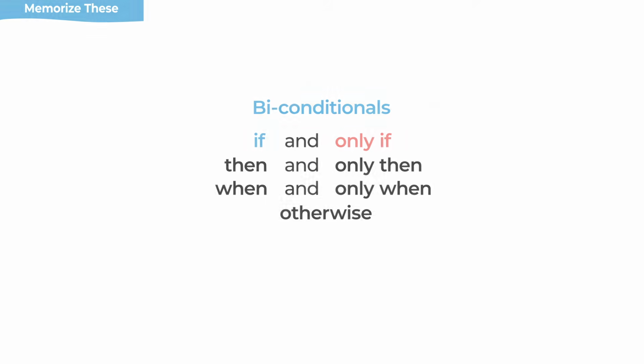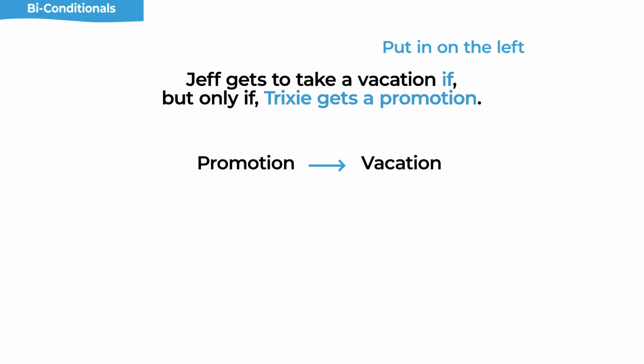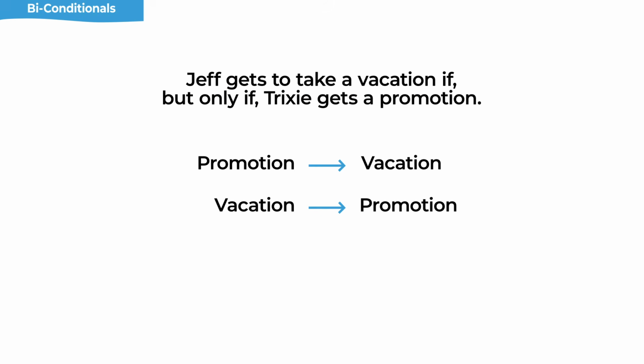If we read, Jeff gets to take a vacation if but only if Trixie gets a promotion. If means put it on the left, so we would put promotion on the left, vacation on the right. Only if, though, means put it on the right, so we should be putting promotion on the right and putting vacation on the left. And of course, both things are correct. A promotion implies a vacation implies a promotion. So what we do with biconditionals is we often can use a double-sided arrow to just indicate that these ideas go in both directions. When we write a contrapositive, we don't really need to switch the order because the arrow goes in both directions, so it doesn't matter.